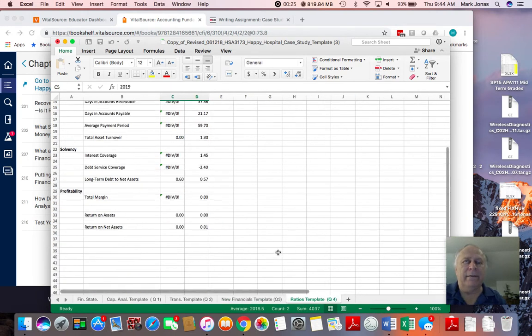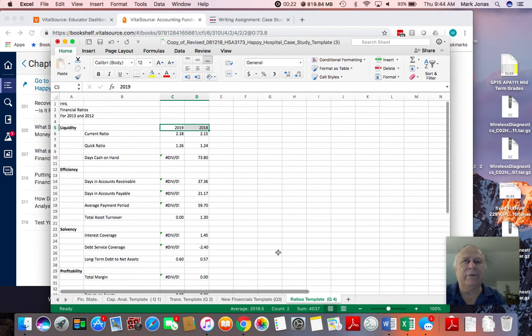And then finally, the ratios should calculate automatically here as well. Now do a review to make sure that none of these look really out of whack. Extremely large or extremely small compared to 2018, and that would probably mean that you didn't know how to omit the zeros. So email me if you have any questions and we'll get this worked out.